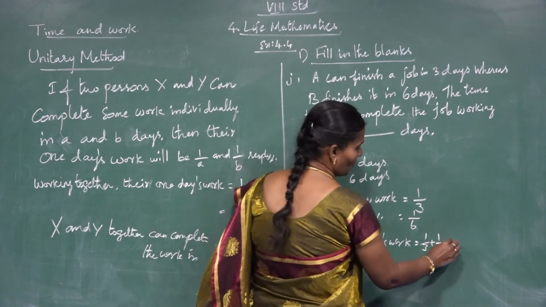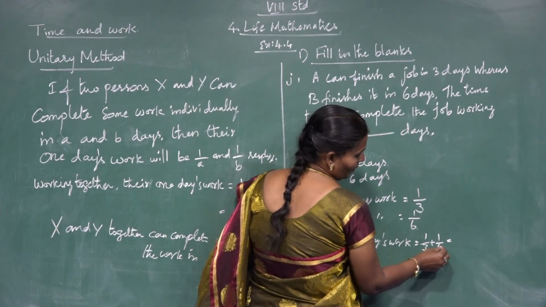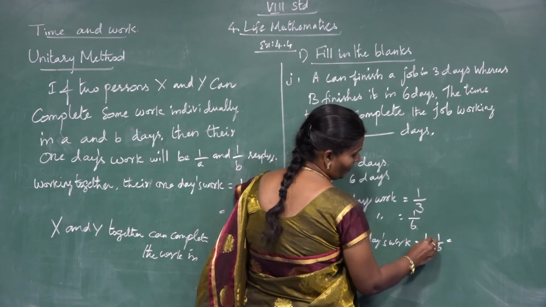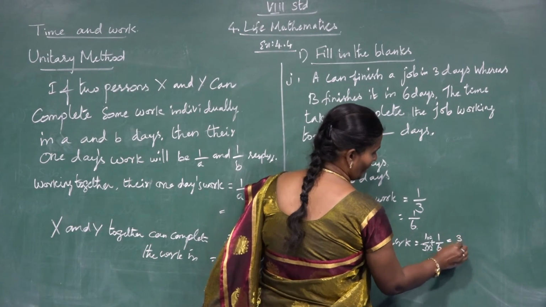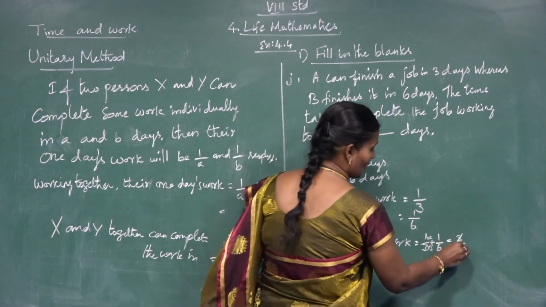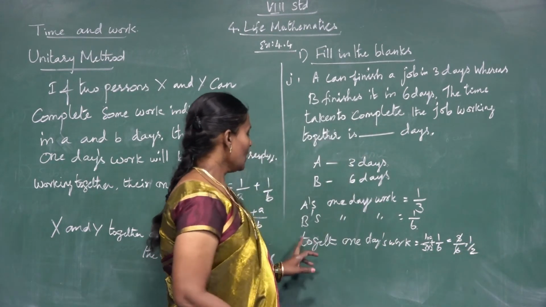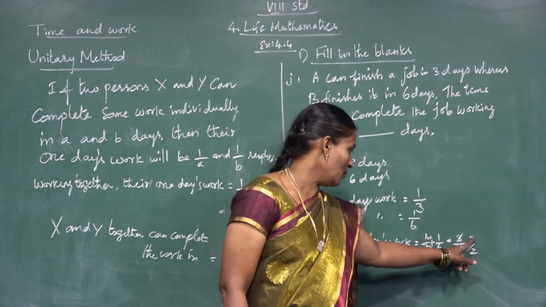Okay, do the cross multiplication. What comes here? See here, the LCM is 6, isn't it? So your numerator and denominator multiply by 2. So 2 plus 1 is 3, 3 by 6. Okay, so 3 by 6 means that is 1 by 2. That means working together, 1 day's work is 1 by 2.